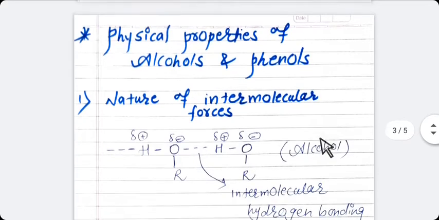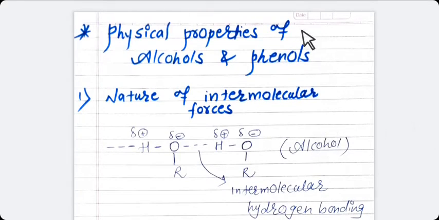Students, always remember, aryl halides do not give Williamson synthesis. So, this is the topic for the preparation of ether from Williamson synthesis.